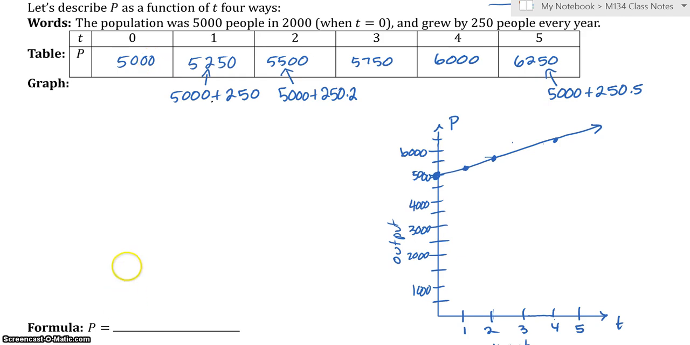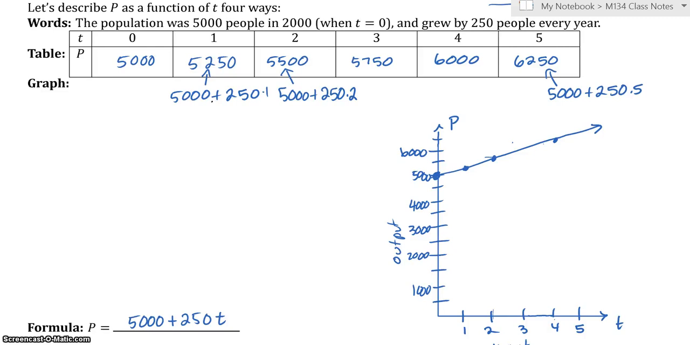So we're going to start with 5,000. So I'm going to put a 5,000 here. I'm going to add a growth, so it's adding, by 250 people every year. So I'm going to write 250. I realized when it was 1, I just put times 1. 2 was times 2. 5 was times 5. So if I put a t here, put the input, I will get this formula. You can see if I plug in a 5, I will get this one. Plug in a 2, plug in a 1. This is the formula for our function.